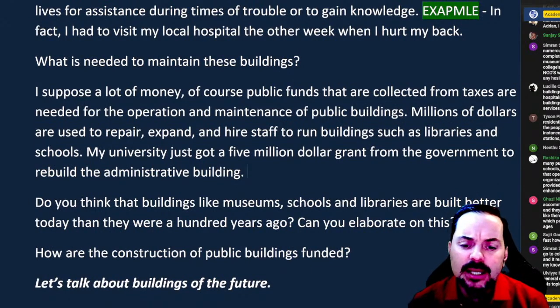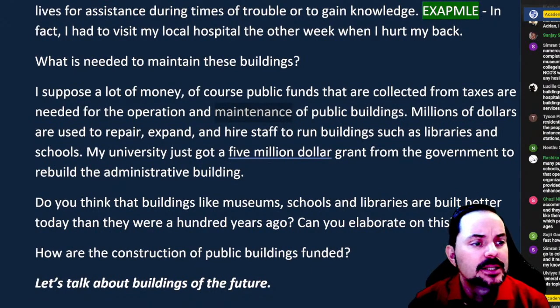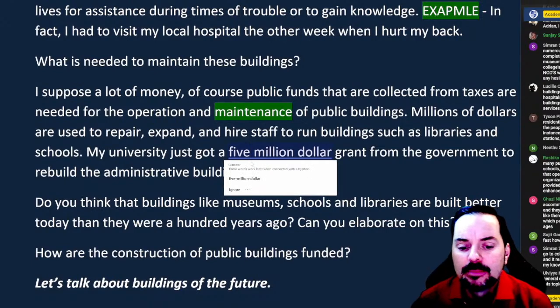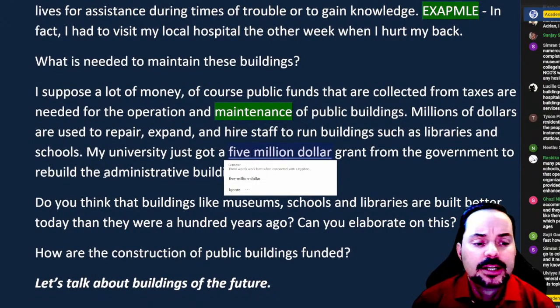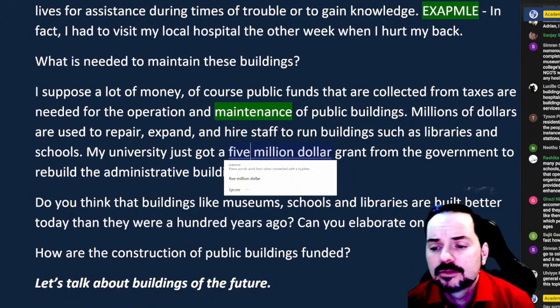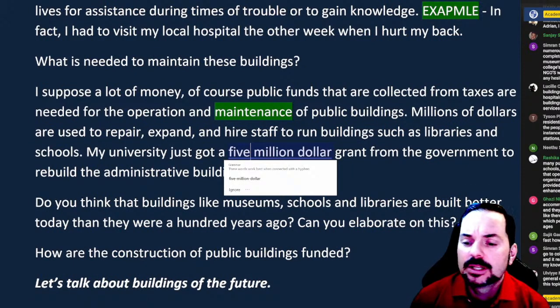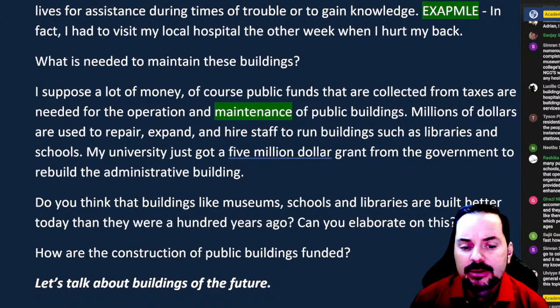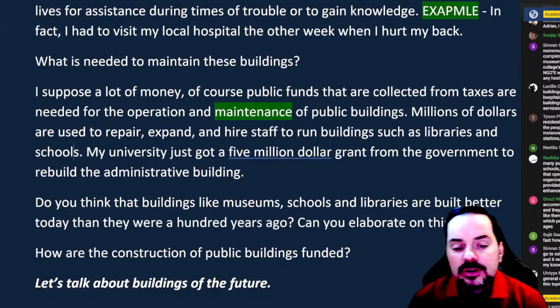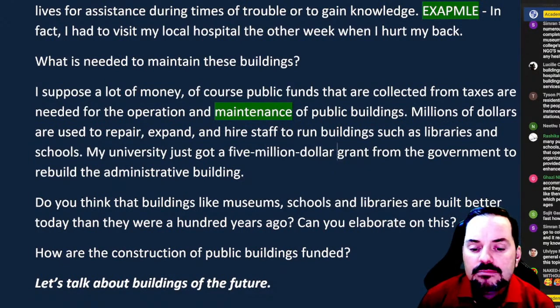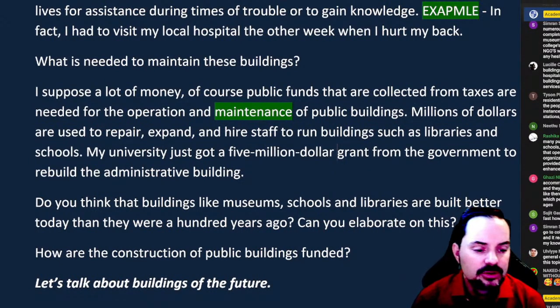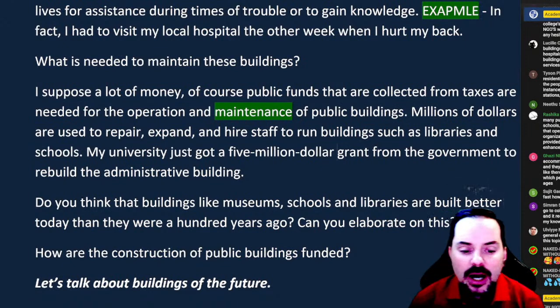Another way to say maintenance, anybody know another word for maintenance? I got a couple in my head. Let's see if you come up with it. So, are needed for the operation and maintenance of public buildings. Millions of dollars are used to repair, expand, and hire staff to run buildings such as libraries and schools. My university just got a $5 million grant from the government to rebuild the administrative building.